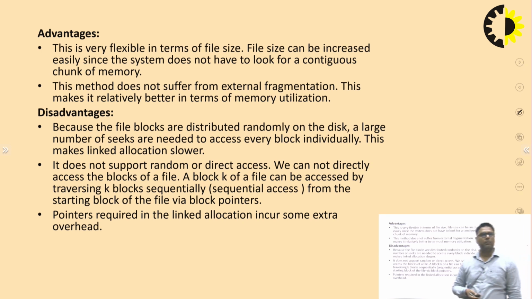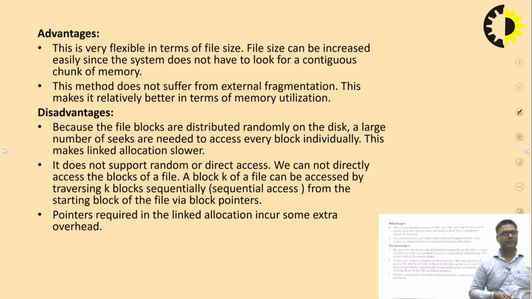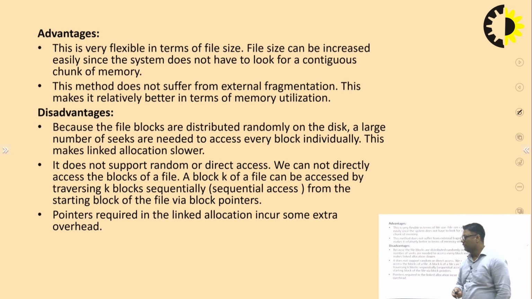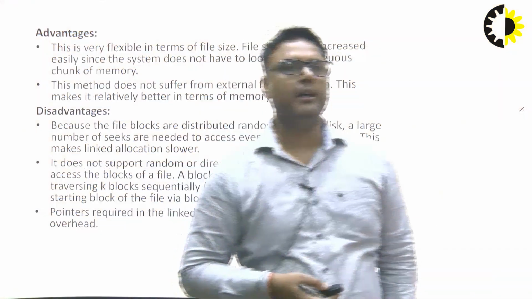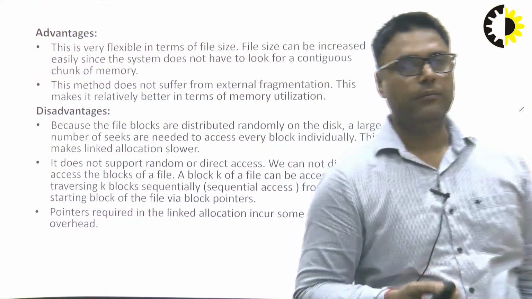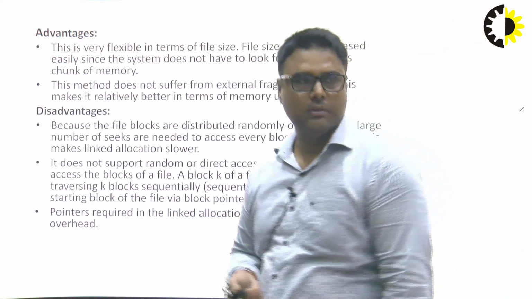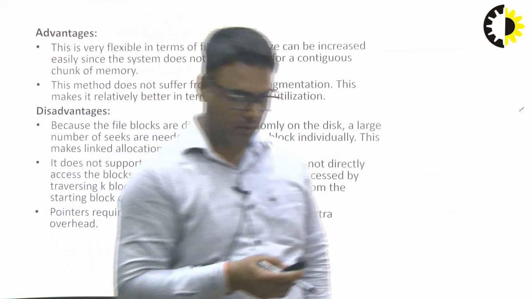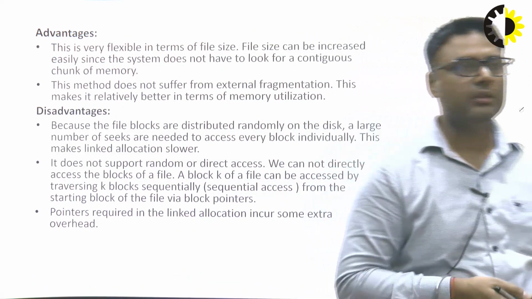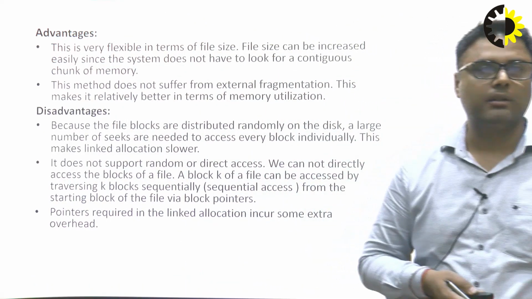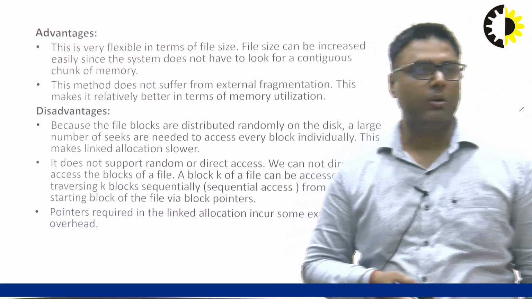Disadvantage: because the file blocks are distributed randomly on the disk, a large number of seeks are needed to access every block individually. Because the location of the data must be found each time, seek time increases in the linked list file allocation. Another disadvantage is that it does not support random or direct access. We cannot directly access a block of a file.